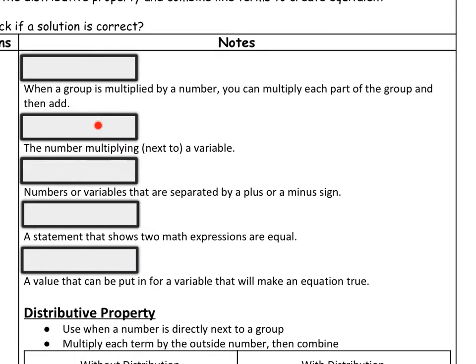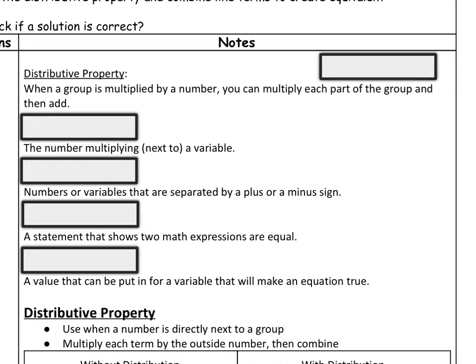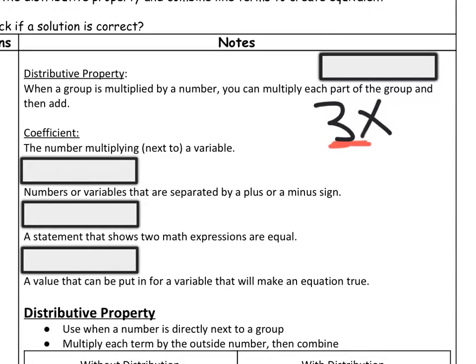Starting with our vocabulary, our first term: when a group is multiplied by a number, you can multiply each part of the group and then add. That is known as the distributive property, which you might have heard before and we'll go a little deeper later in the video. Secondly, the number multiplying a variable, next to the variable, we say that is the coefficient. For example, if you had something like 3x, the coefficient would be 3. That's 3 times x. That's our coefficient.